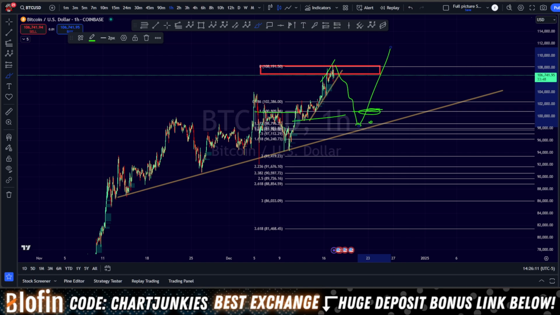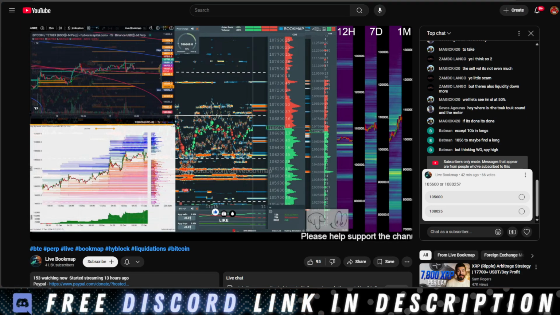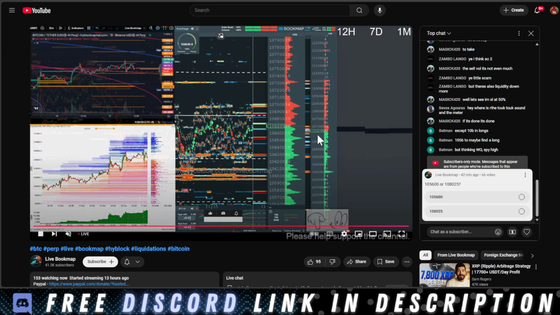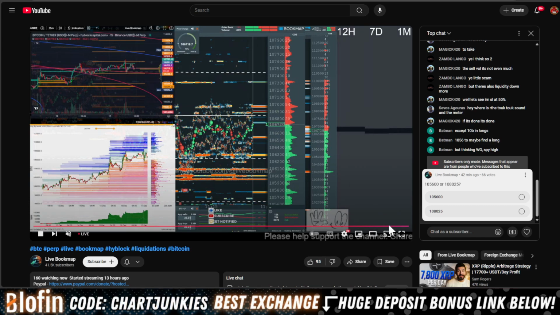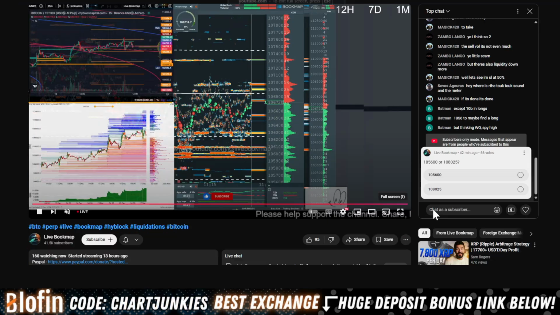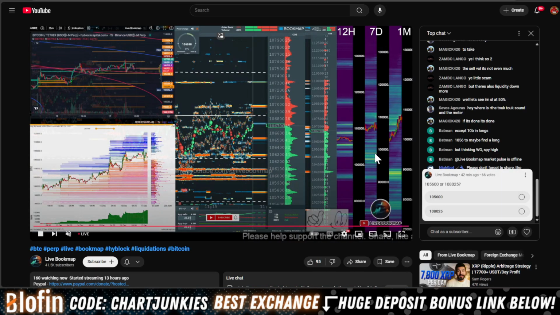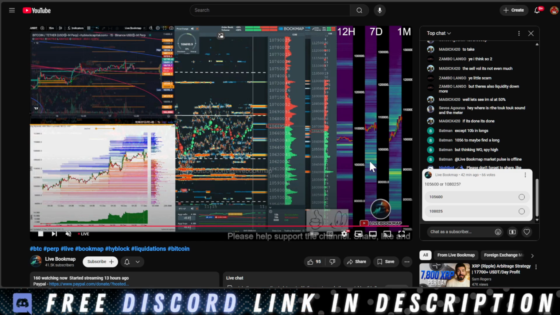There is liquidity if you look at the heat maps. Guys, this is a channel called Live Book Map on YouTube. They show all the high block charts, 12 hour, 7 day, 1 month. This chart, it's a really clean look. Of course, it's lagging and freezing right when I go to show you guys. But there's liquidity sitting right here, sub 100K, around 98, 99K. There's liquidity on the 7 day.